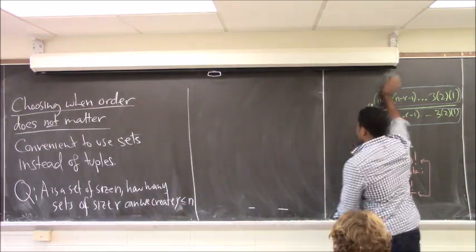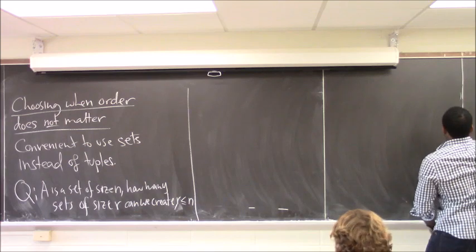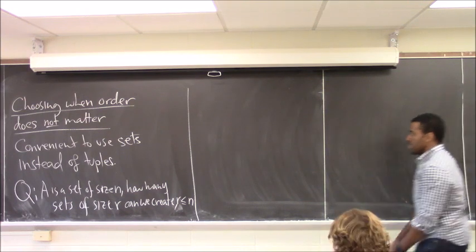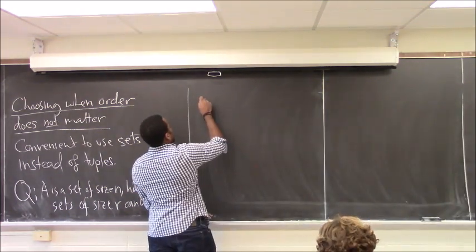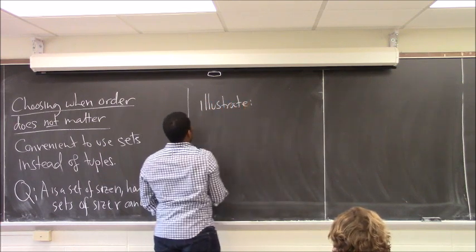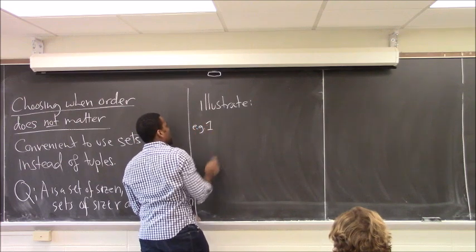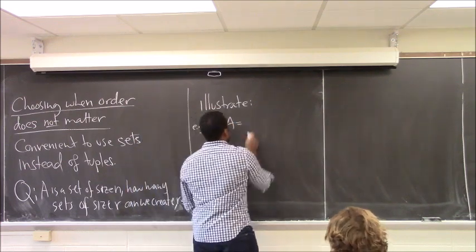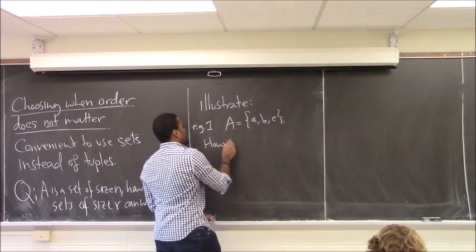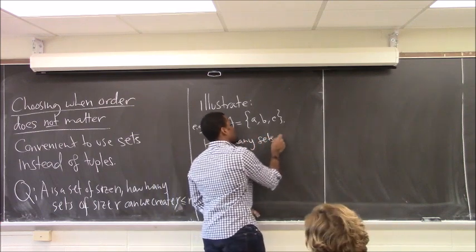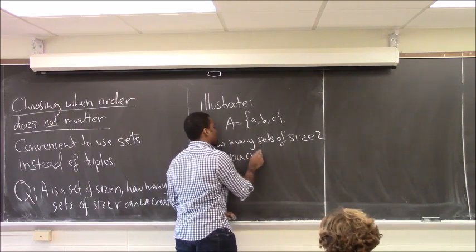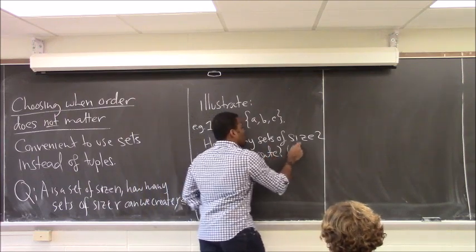Now, once you're creating a set, you're ignoring order. You're also automatically ignoring repeats. So order doesn't matter, and repeats won't matter either. So let's illustrate this. Example 1. Let's say your A is the set {A, B, C}. How many sets of size 2 can you create, without order?